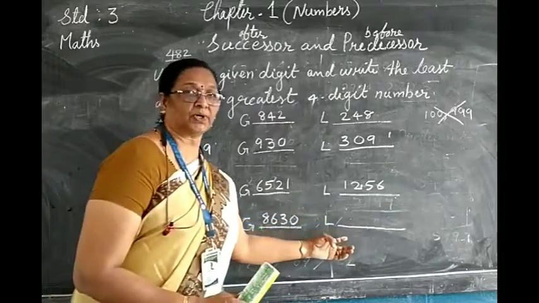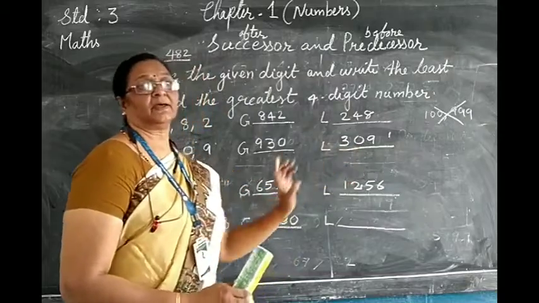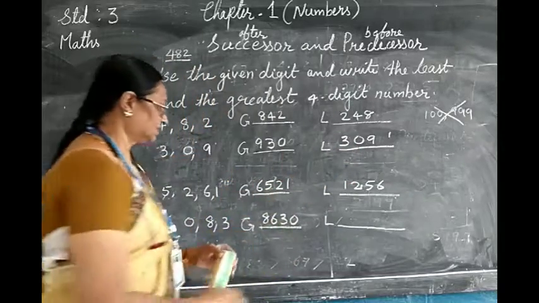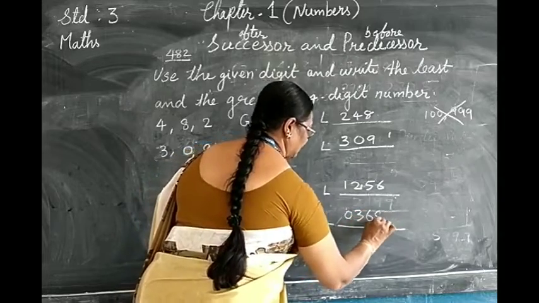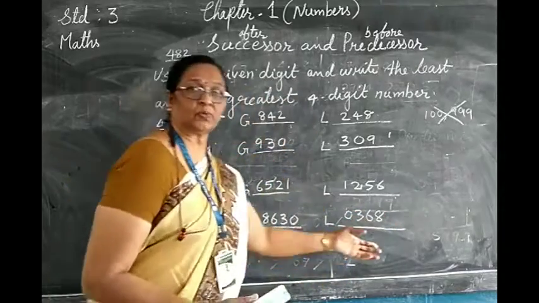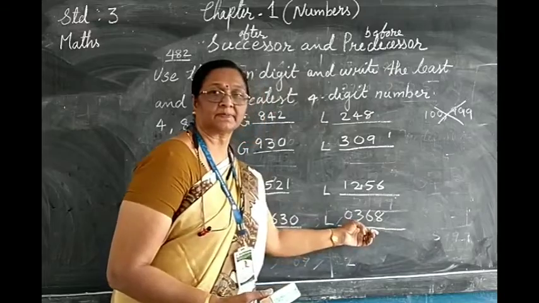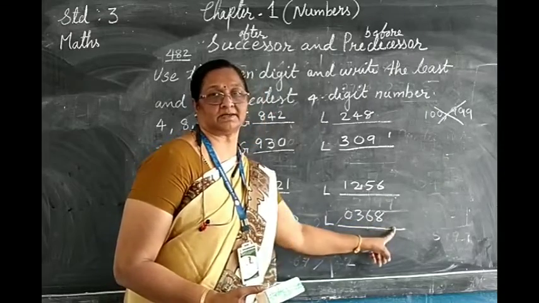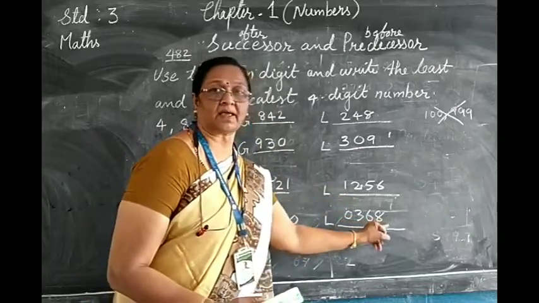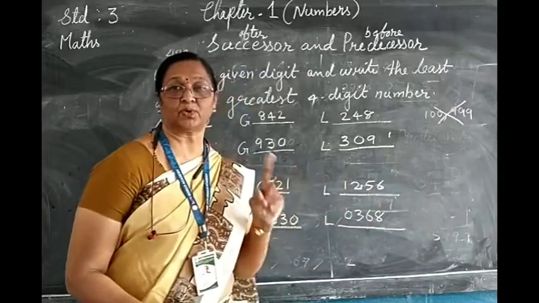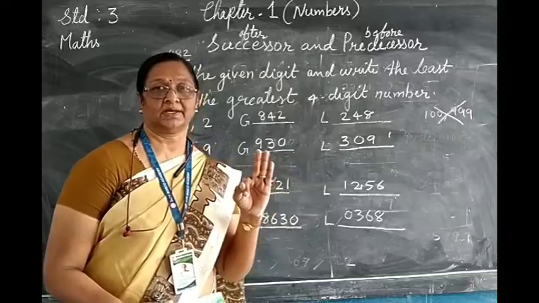So, the least number, already I told you here, we cannot start with the 0. See, just see, if you start with the 0, 3, 6, 8, what is the number name for this? 368. It is only a 3-digit number, 368. It is not a 4-digit number. A 4-digit number starts with 1000, isn't it?